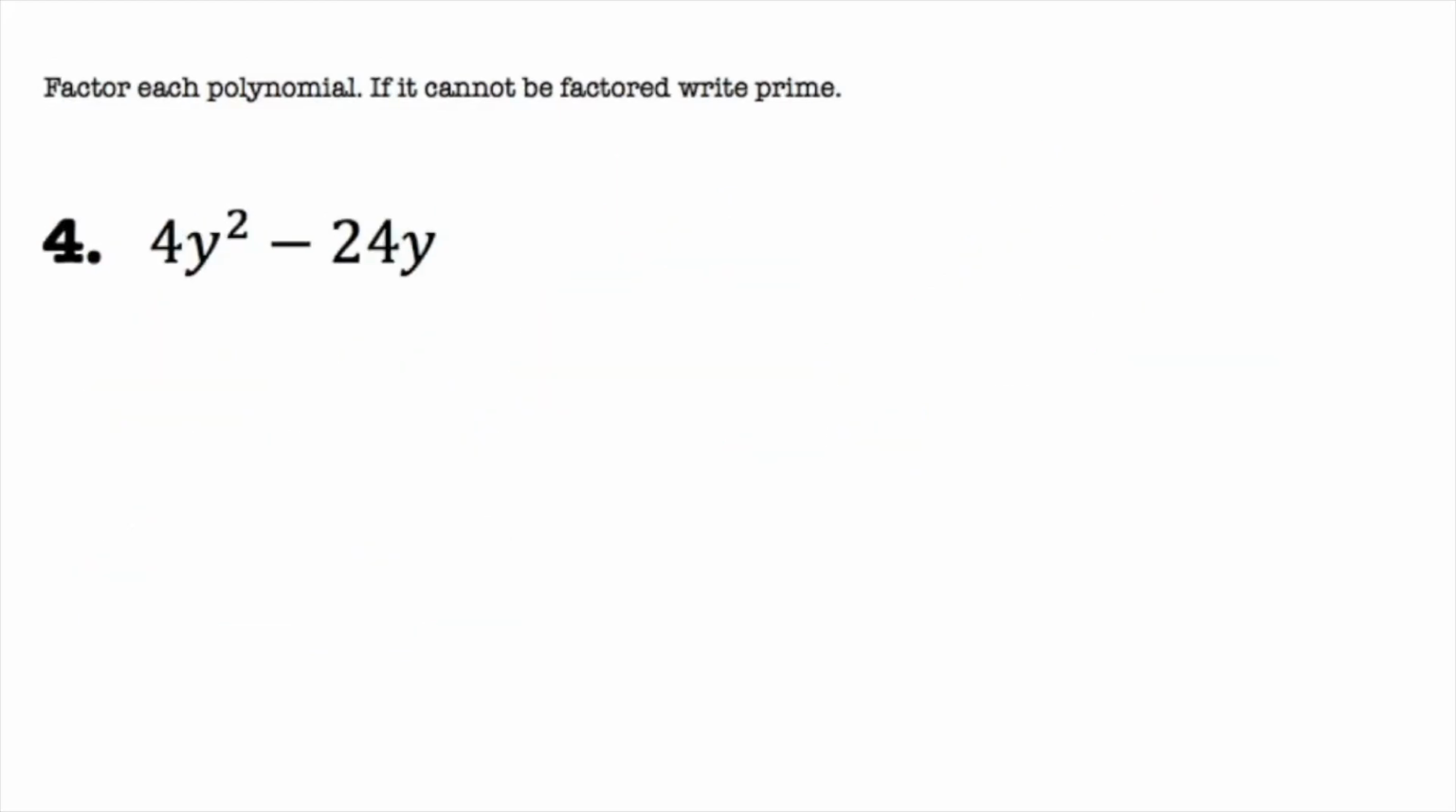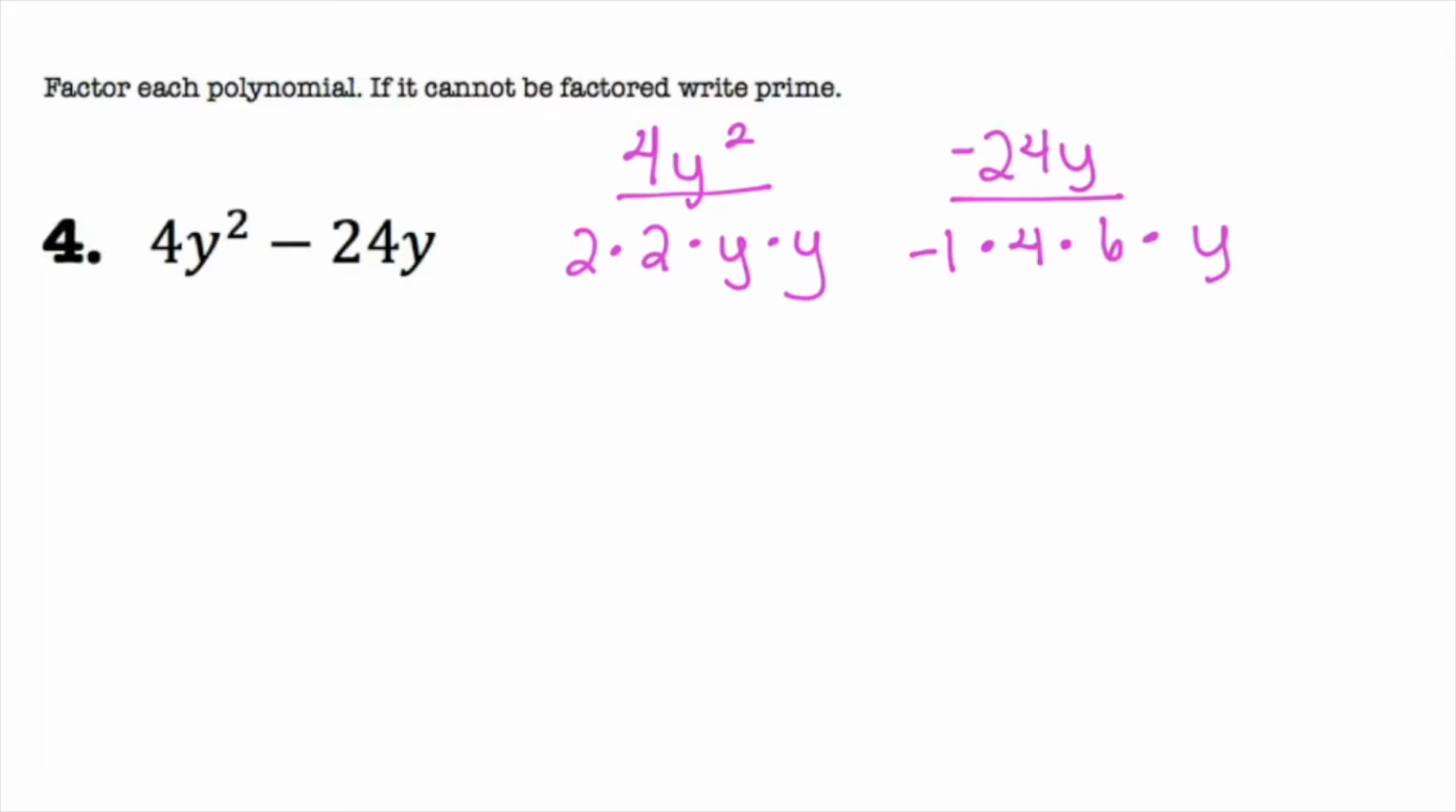All right, so for number 4, same thing. We're going to find everything that multiplies to be 4y squared. So that's 2 times y times y. And then you're going to find everything that multiplies to be negative 24y. Now notice I pulled over that negative that was right here, because it's important, because that 24y is not positive, it's negative. So whenever you have a negative term, you just put negative 1 times whatever it takes to get to that term. So negative 1 times what equals 24 is 4 times 6 times y for the 24y.